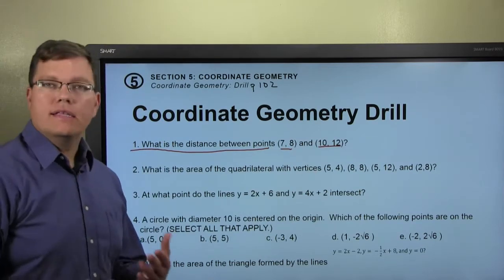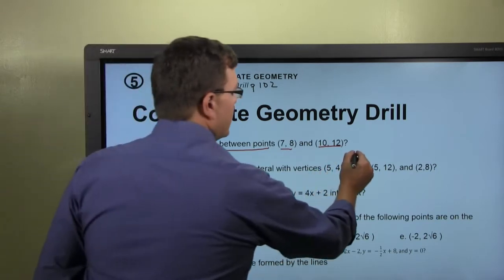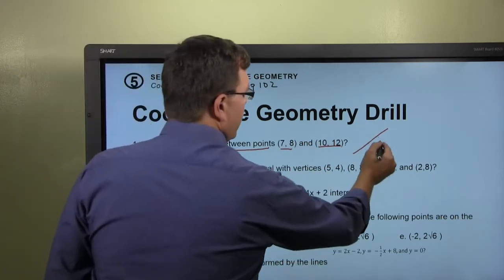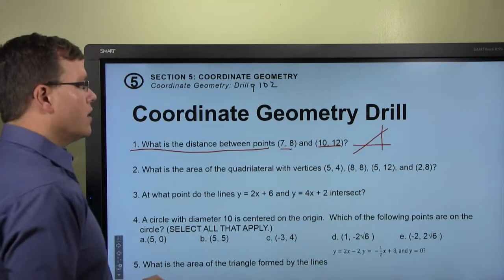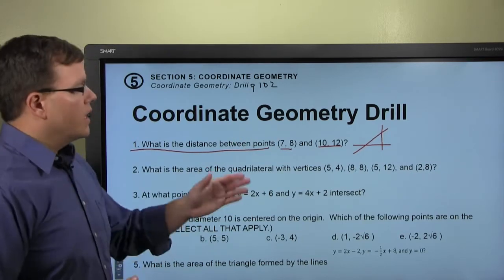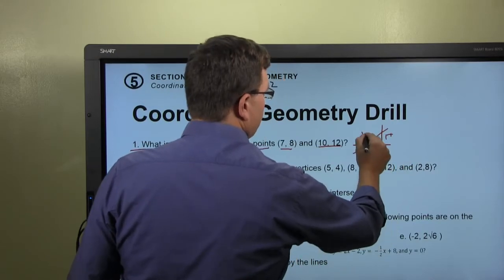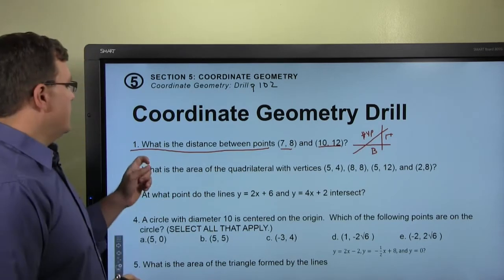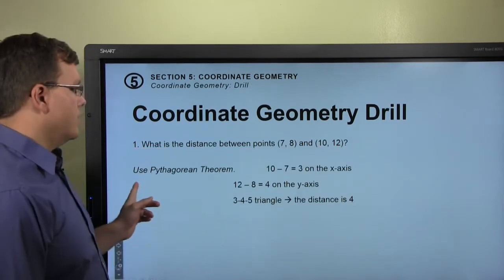When you're thinking about distance between 2 points, what you're probably going to end up with is some sort of diagonal line like this, and then your x-axis and your y-axis are going to create a right triangle. So this is going to basically be your height, this is going to be your base, and this is going to be the hypotenuse. So let's try this one and see what we get for number 1 here. Let's use the Pythagorean theorem.